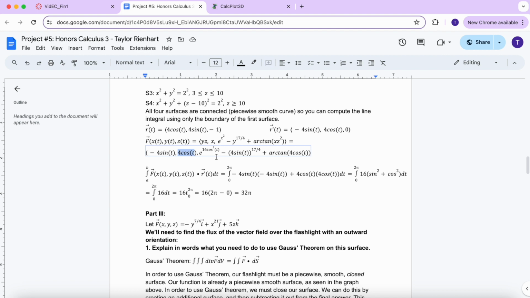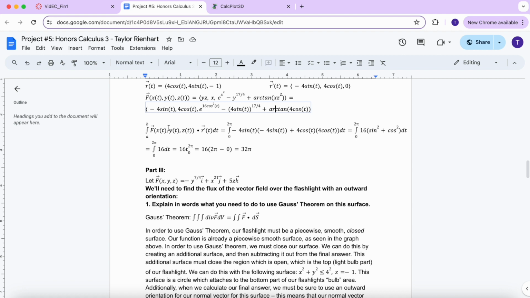In the k direction, this becomes e to the x squared, which is going to be 4 cosine t squared, which is 16 cosine t squared, minus y to the 17/4, which is 4 sine t to the 17/4, plus arctangent of 4 cosine t, as we have arctangent of xz squared, and -1 squared is +1.